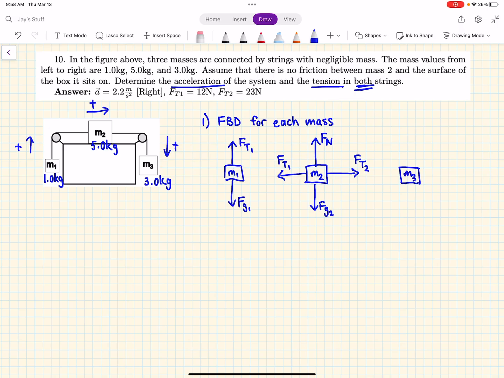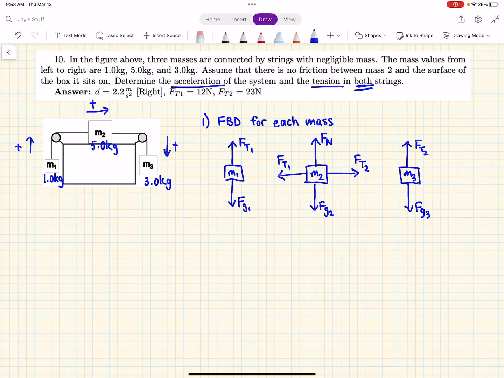Now mass 3 is going to be similar to mass 1. We have force of tension 2, because it's a separate string, and we have force of gravity 3. Okay, so now we've identified all the forces.